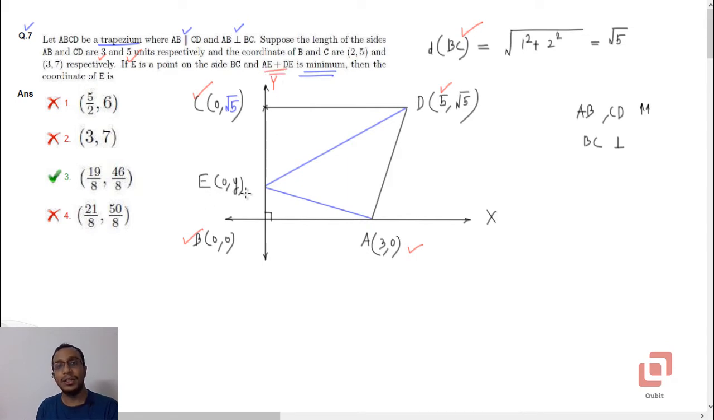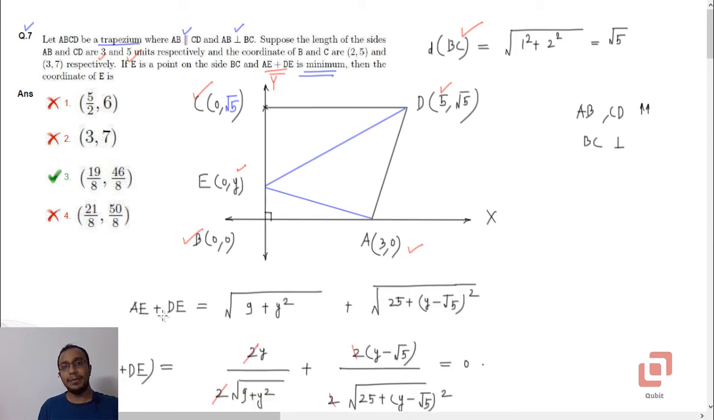Now there is only going to be one unknown here, and that is the y coordinate of E. How to obtain the old coordinates from these, we'll talk about that later, but first let us find the value of y from the given set of coordinates. So what is the distance AE plus DE by the distance formula? AE will be root of 3 squared plus y squared, or root of 9 plus y squared. What is DE now? It is going to be root of 25 plus (y minus root 5) squared. So we have now applied the distance formula thrice here: BC, AE and DE.